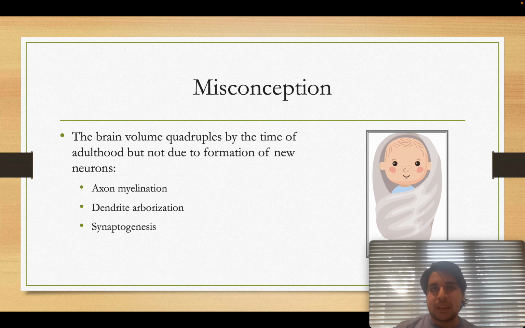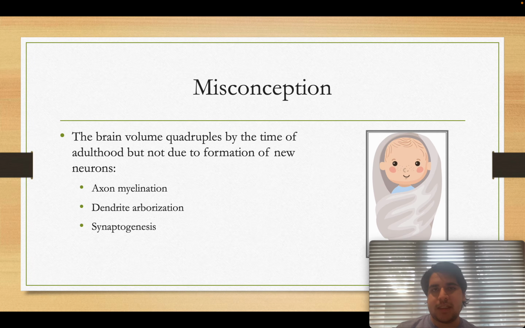So now, just before we continue to the next part, I thought I should clear up some very common misconceptions. A lot of people think that the brain volume increasing from when we are a baby to adulthood is due to neurogenesis, or the formation of new neurons. However, this increase in brain volume is not due to the formation of new neurons, and actually we form very little or even none.